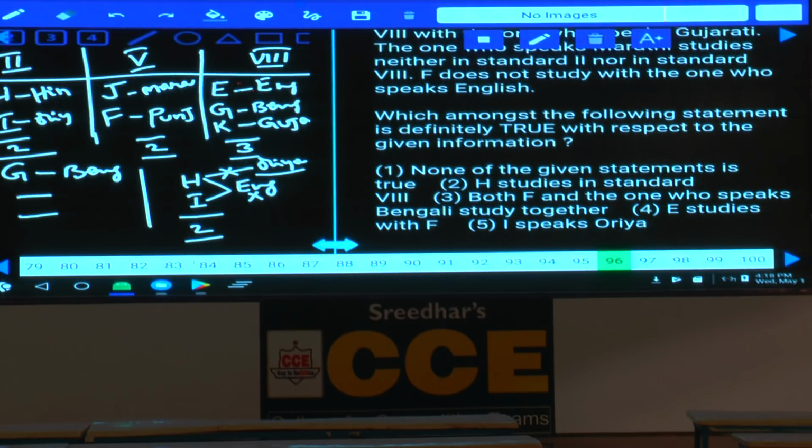Then question number 96. Which among the following statements is definitely true with respect to the given information? H studies in standard 8. That is false. Both F and the one who speaks Bengali study together. That is false. And E studies with F. That is also false. I speaks Oriya. That is definitely true. Choice 5. Question number 96 is choice 5.